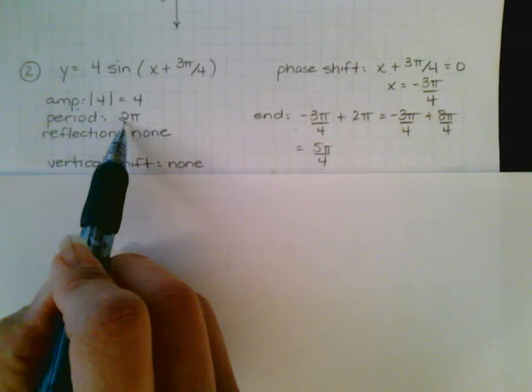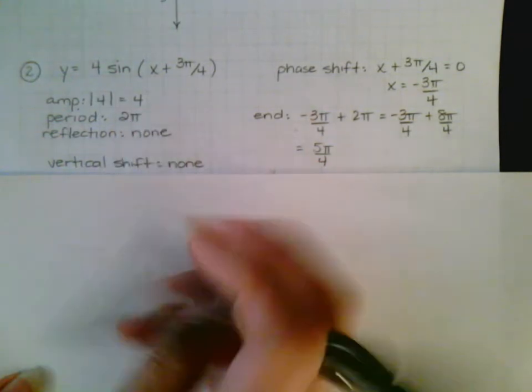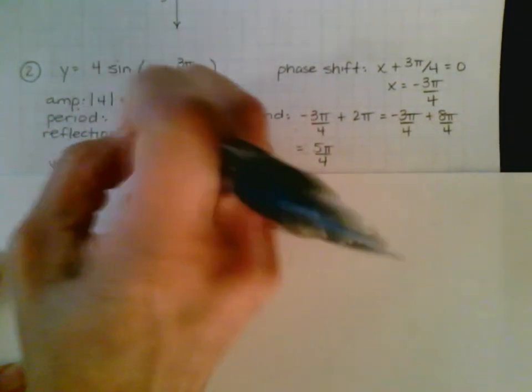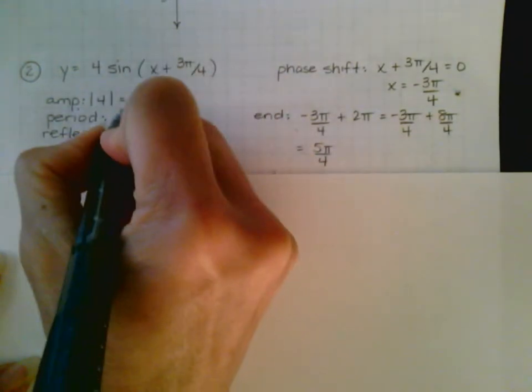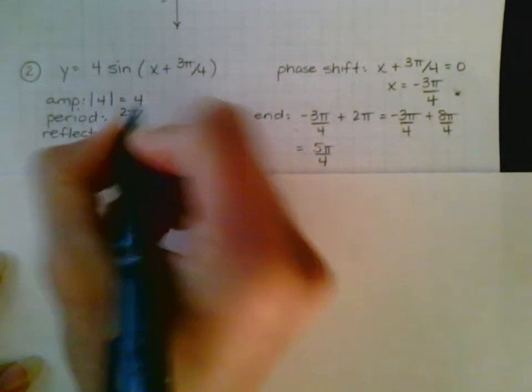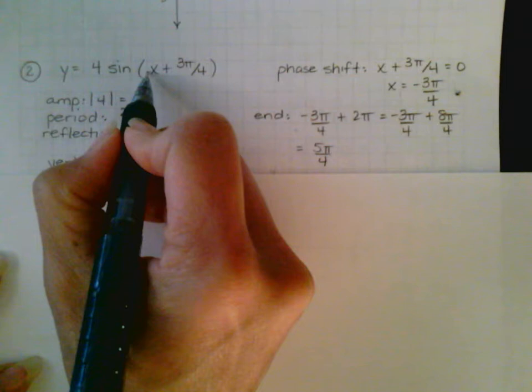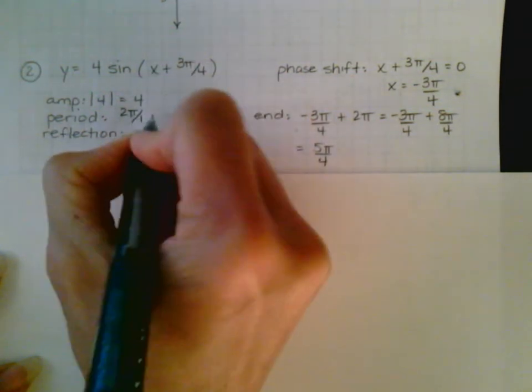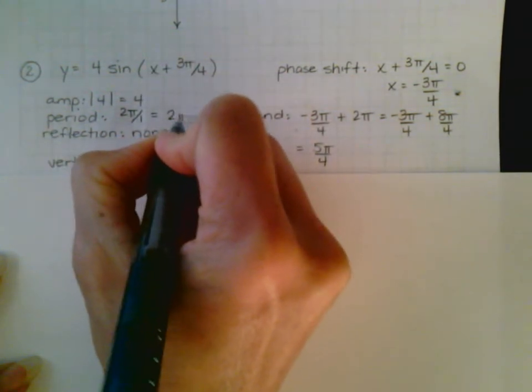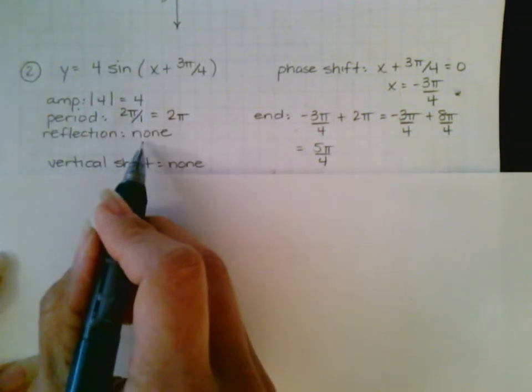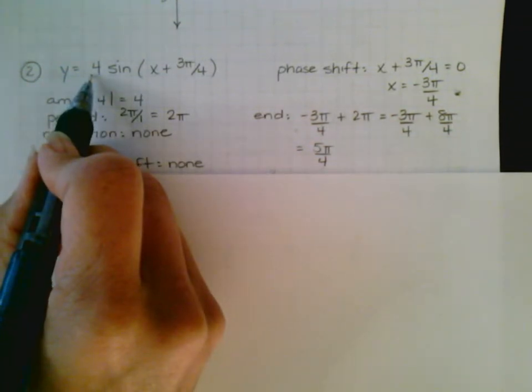Our period length is going to be 2 pi, because, I guess I should show my work here. We take our 2 pi and divide it by our b. Our b value is right here in front of our x. In this case, it's a 1. And 2 pi divided by 1 is 2 pi. Reflection, there isn't any, because our coefficient remained positive.